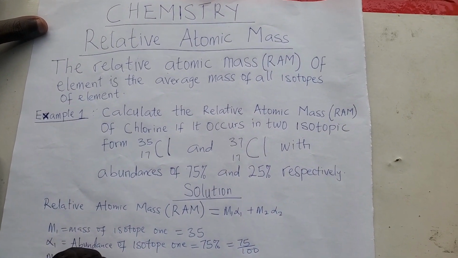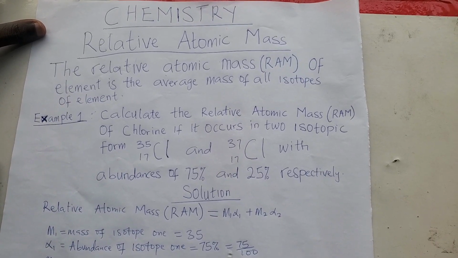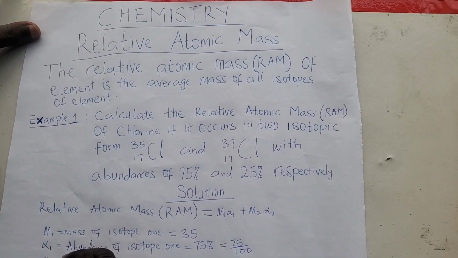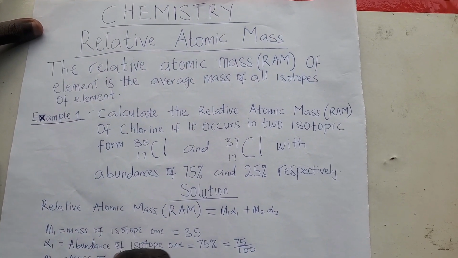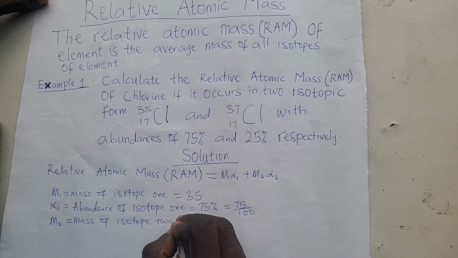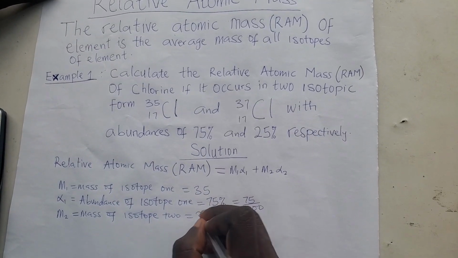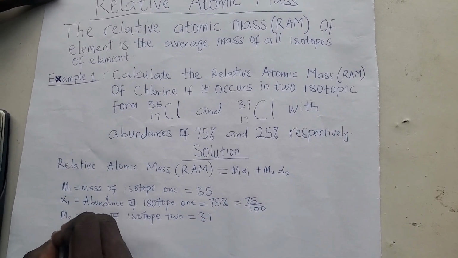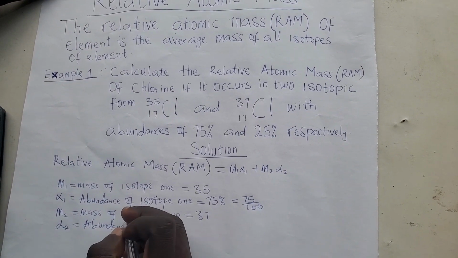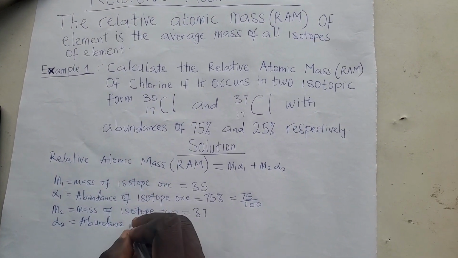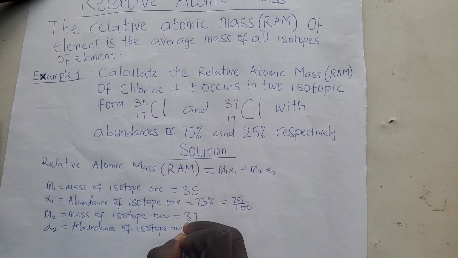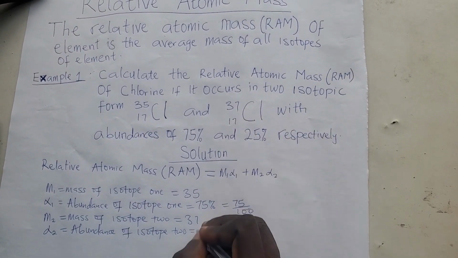M2 is equal to the mass of isotope 2. The mass of isotope 2 is equal to 37, while alpha 2 is the abundance of isotope 2, and that is equal to 25%.